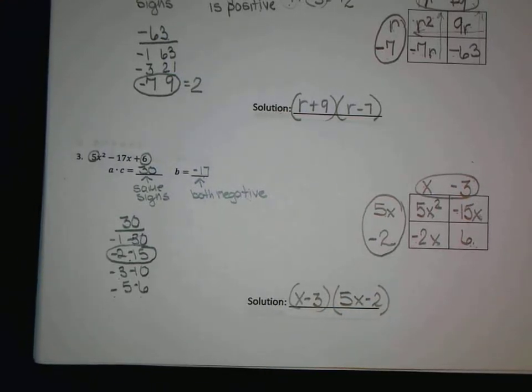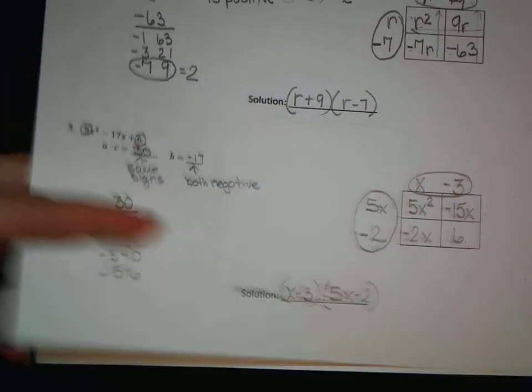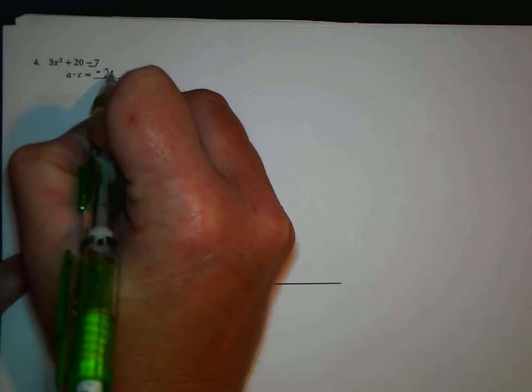Good. Okay, let's go to the next problem. Number 4. Okay, A times C, and you'll notice on this one I stopped making your boxes for you. I'm not going to do everything for you. All right, A times C, this is a negative 7, so it's negative 21, and B is 20.